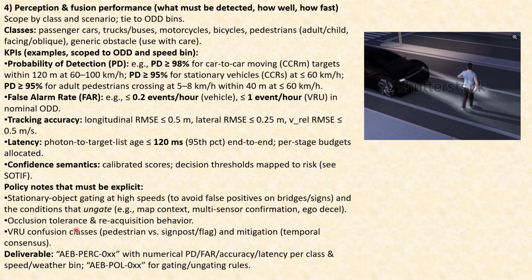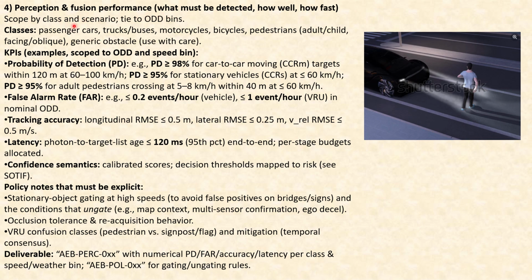And when it comes to occlusion tolerance and reacquisition behavior, and also VRU confusion classes, whether it is a pedestrian or a signpost, or on the mitigation. So these are the various types of VRU confusion classes. The final deliverable of this step is the numerical probability of detection, false alarm rate, accuracy, latency. All these things will be outlined or decided or concluded in this step of perception and fusion performance.